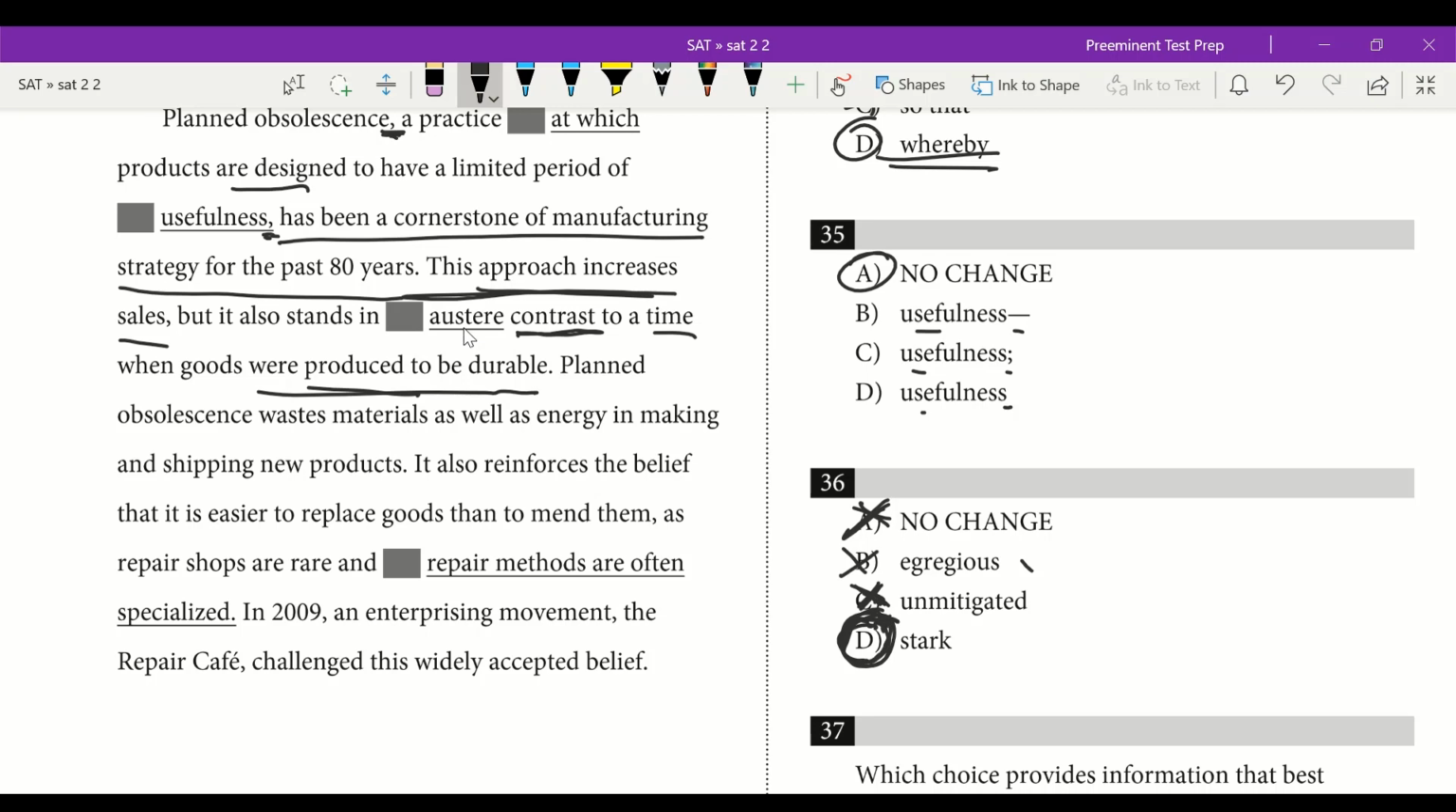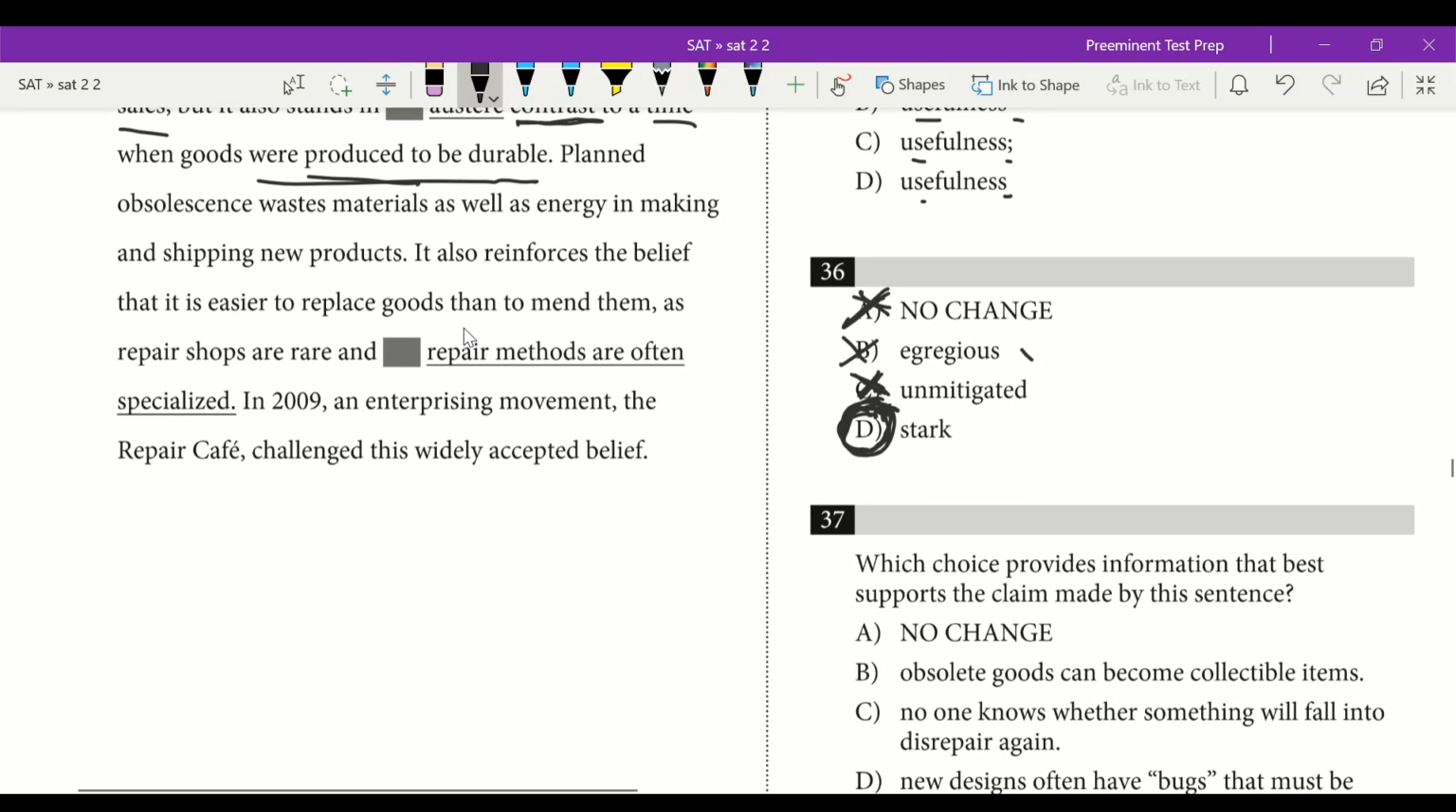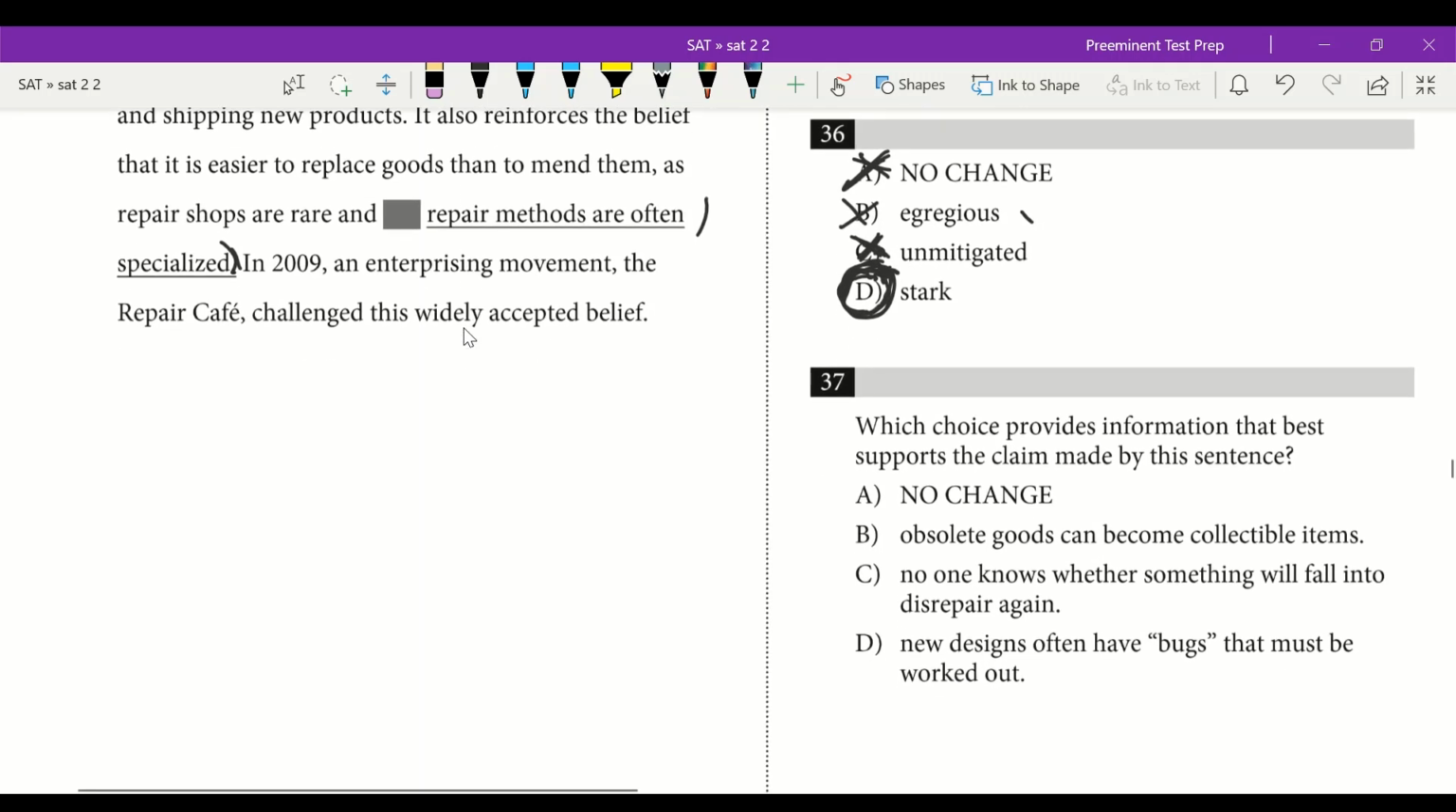So, all right, planned obsolescence wastes materials as well as energy in making and shipping new products. It also reinforces the belief that it is easier to replace goods than to mend them, as repair shops are rare and repair methods are often specialized. Okay, this is at the end of my sentence. I know it's not going to be a connecting sentence because then in 2009 it'll be underlined. So I'm just kind of looking for grammar and if there's efficiency in writing, not repetitive, not redundant, right? All right. So as repair shops are rare and repair methods are often specialized, right? It makes it hard to replace goods. Okay, so off the bat, I'm going to put a check mark by no change because everything works grammatically and it makes sense, flows logically with the passage.